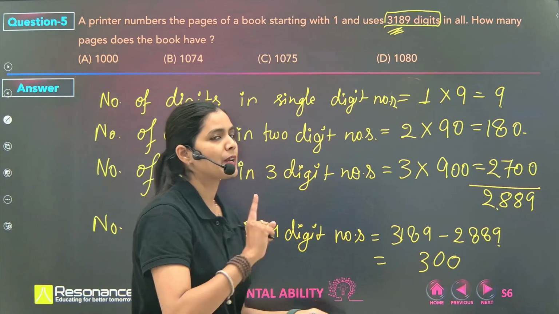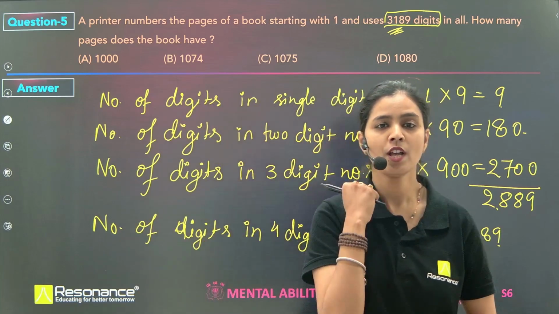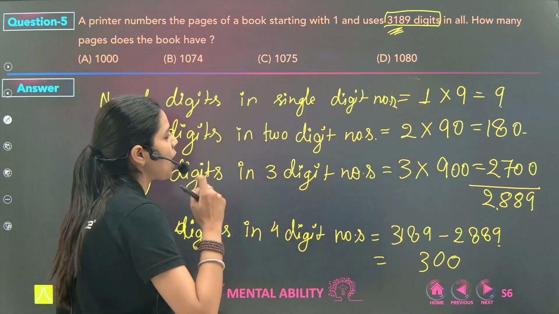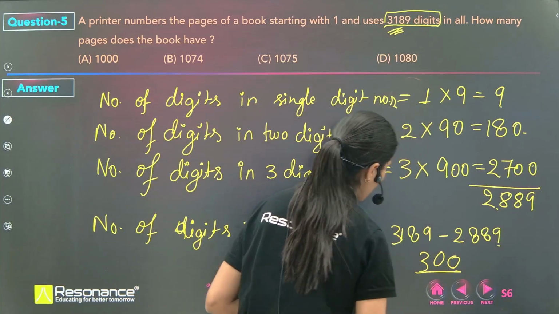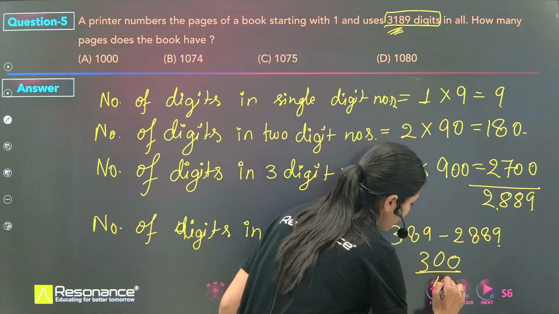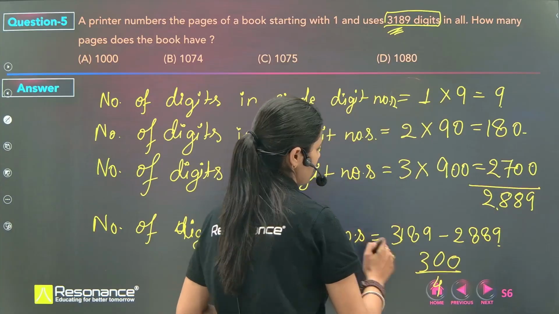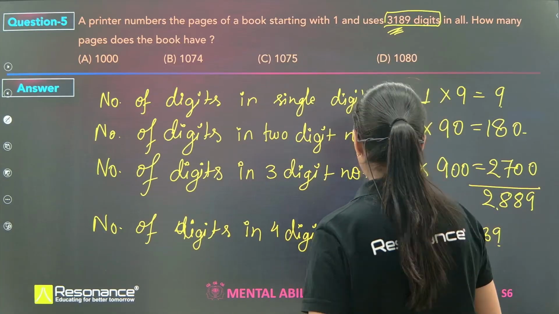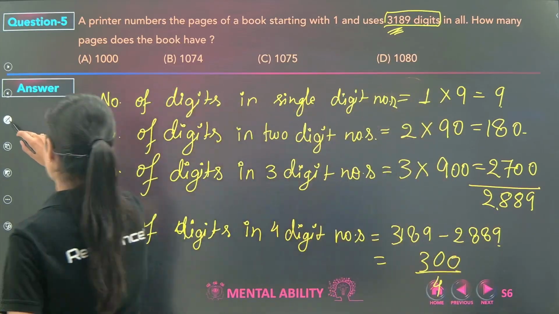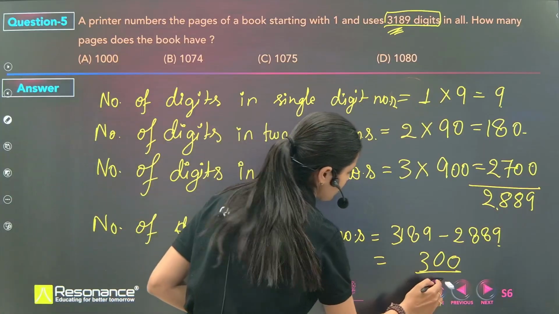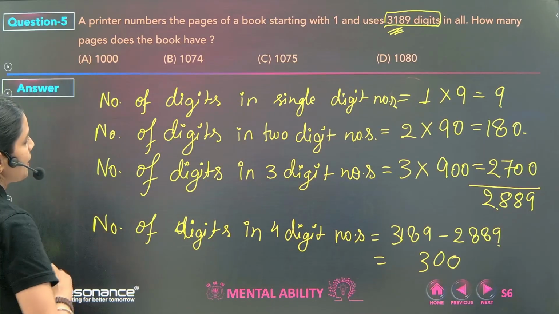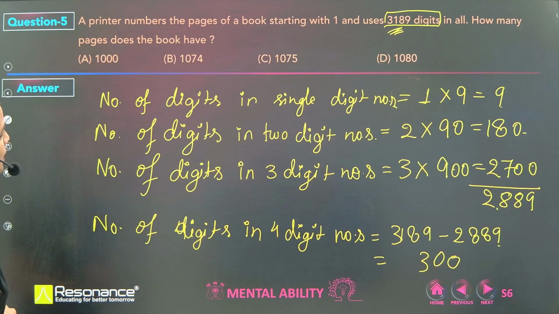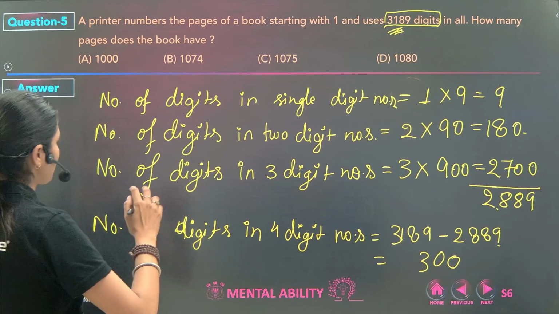Now each number is having how many digits? 4. So basically we will be getting how many pages there will be. Okay, so we will be having how many pages? So divided by 4. Okay, I need some extra space. Let me get some extra space. Just wait for a minute, Hannah. Okay, this will be 300. Okay, how many pages will be there, so we will be dividing it.